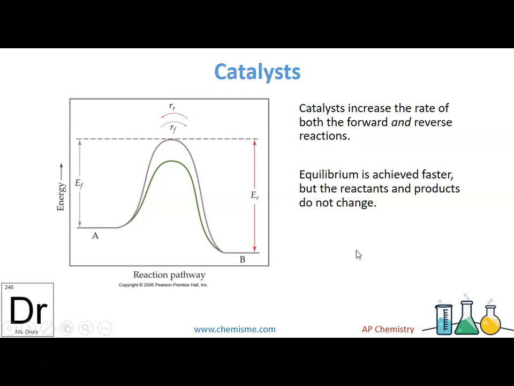A catalyst will affect the rate of reaction but will not affect the equilibrium, because it affects both rates equally. So if the regular forward reaction is in the purple and the reverse also in the purple, the green represents what would happen to the activation energy if a catalyst was added. Notice that you're going to go forward just as much as you're going to go reverse. The rates are going to be equal still.